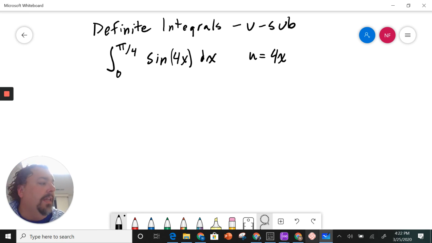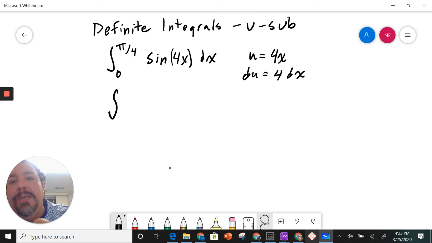All right, and that's going to give us a du. We've got to take du. du is equal to 4 dx. Now we've got to change our definite integral here. So what we want to do is rewrite this in terms of u. So first off, since we have sine of 4x, let's write this so we can see what the substitution is going to do for this one.